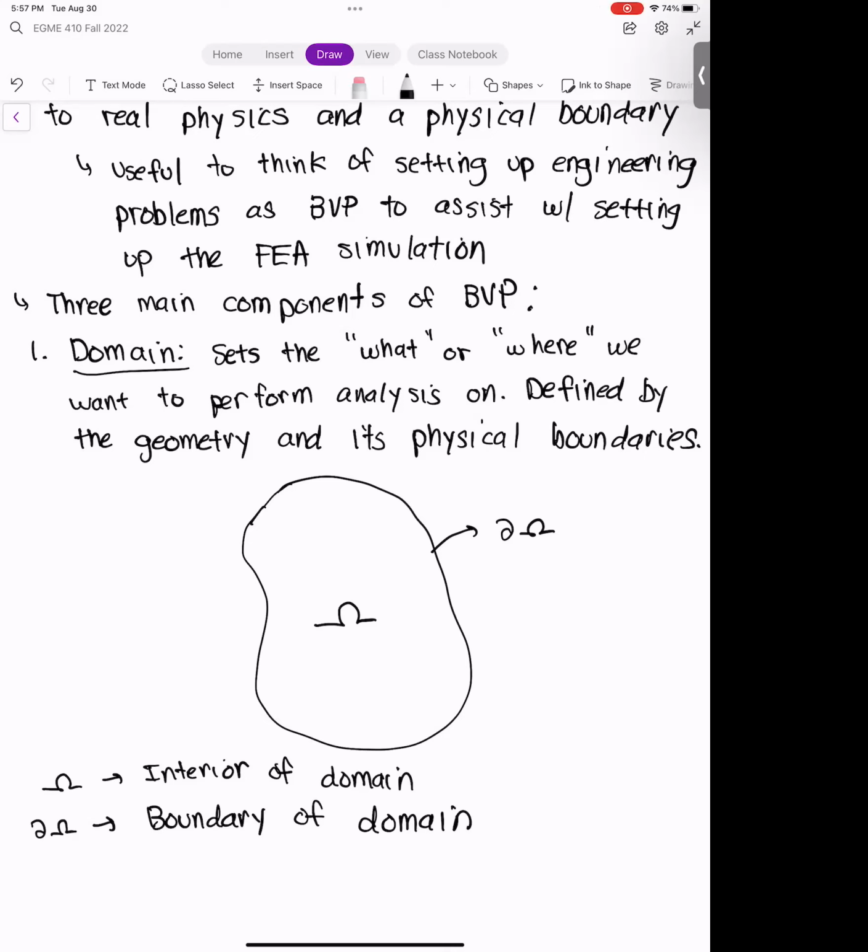Those are important to analyze because the interior of the domain is going to be subject to certain equations, whereas the boundary is going to be subject to different equations, and it is also where we apply things like boundary conditions. Things like our fixed support and our pressure loading are almost always applied on the boundaries of the domain. It's important to make the distinction between the two because they have different effects on the solution.